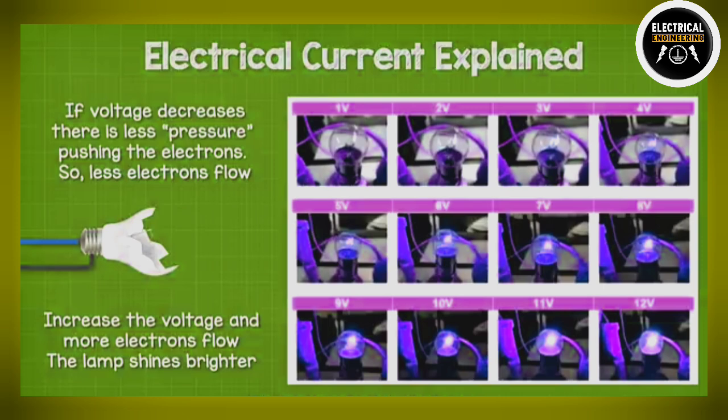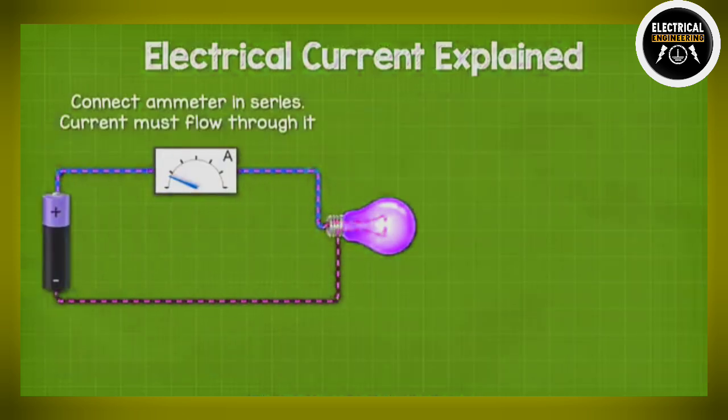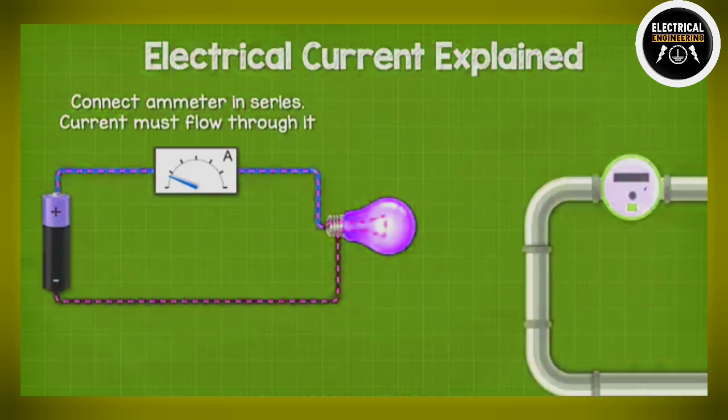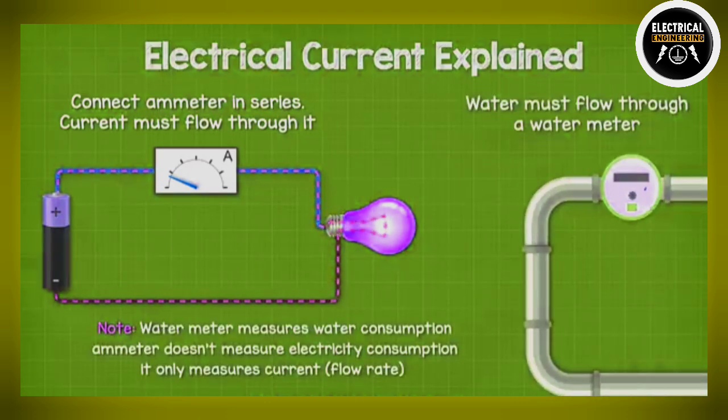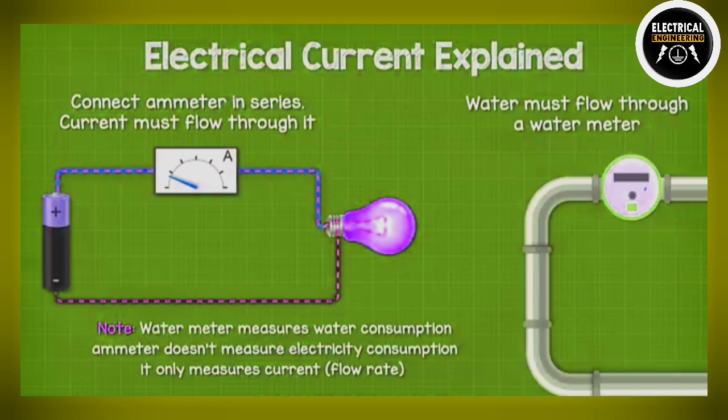To measure the current in a circuit, we need to connect an ammeter in series so that the current flows through it. Think of it like a water meter. The water in a pipe needs to flow through the water meter for us to know how much water is flowing. Likewise, we need the electrons to flow through our ammeter.